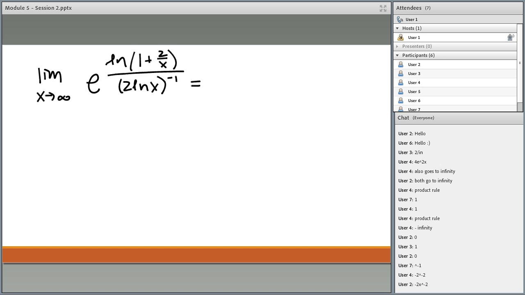So L'Hopital's rule says I can take the derivative of the numerator and the derivative of the denominator. So in the numerator, I have a natural log function. So remember, the derivative is always 1 over whatever is in those parentheses. So I have 1 over 1 plus 2 over x. And then times the derivative of the inside parentheses. And that's why we just found that derivative. So times -2x to the -2.